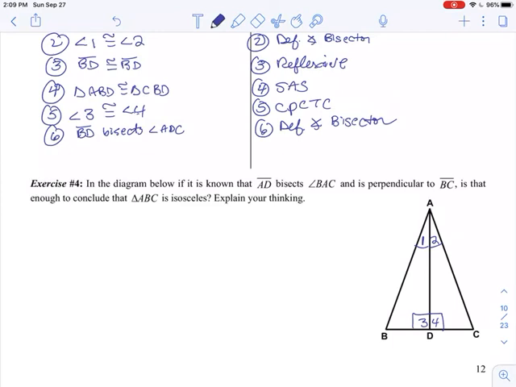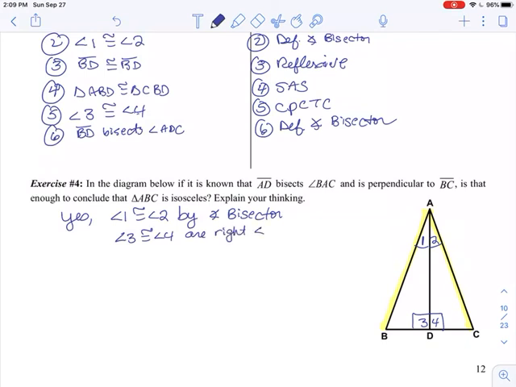And they're asking, is that enough to conclude that ABC is isosceles? Well, in order to be isosceles, you have to have these two sides congruent. If I could prove the triangles are congruent, then I can say those two sides are congruent by CPCTC. So can I prove the triangles are congruent? Absolutely, I can. Angle 1 is congruent to angle 2 by angle bisector. And this is just an explain-your-thinking, it's not a formal proof. Angle 3 is congruent to angle 4 because they're both right angles and all right angles are congruent.